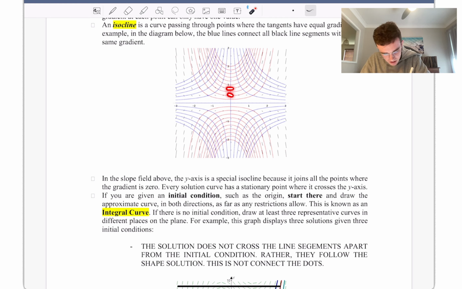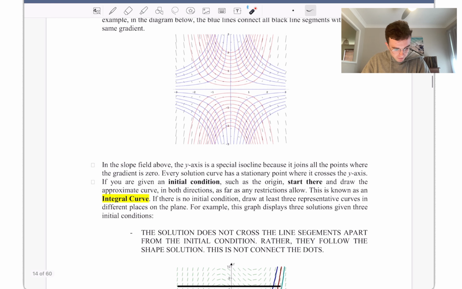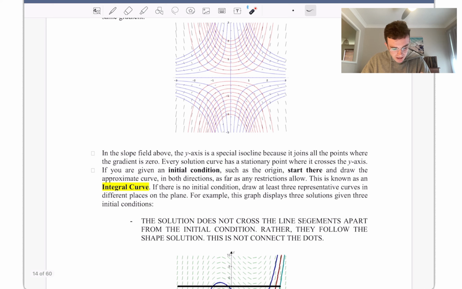So we can see that there are points here, and we've got a horizontal line. Every solution curve has a stationary point where it crosses the y-axis, in this particular example. If you were given an initial condition, such as the origin, we start at the origin and draw an approximate curve in both directions, as far as any restrictions allow. This is known as an integral curve. If there are no initial conditions, draw at least 3 representations of the curves in different places on the plane.